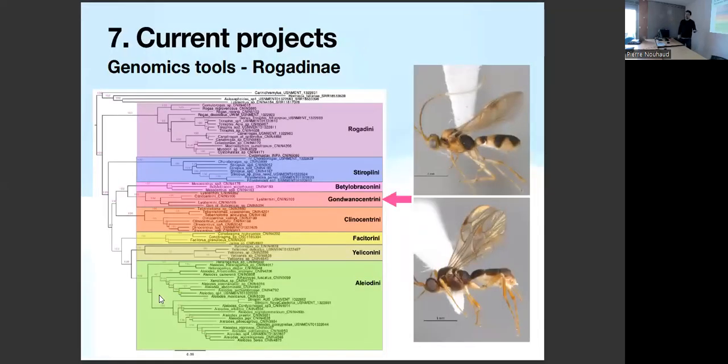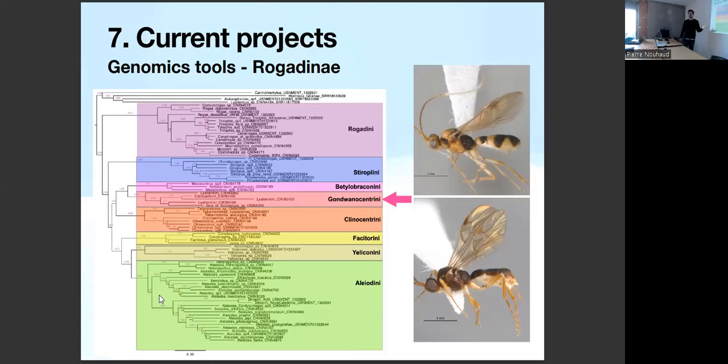And some side results of this were that we were able to clarify the relationships of the tribes in this subfamily already. So this is something that is almost ready for publication. And also we found an entire new tribe. So I think it's amazing to find an entire new tribe.